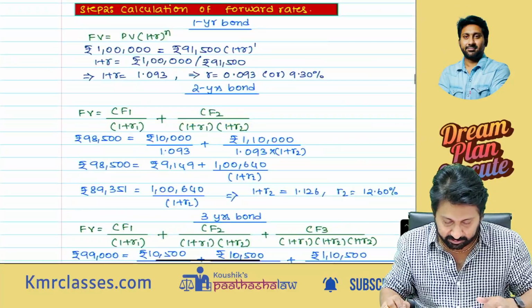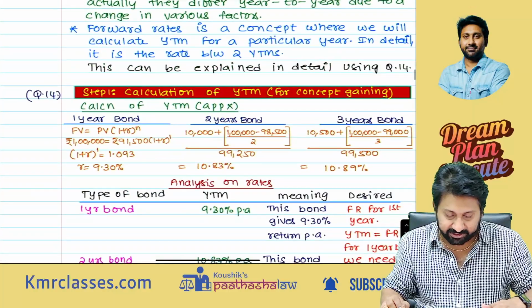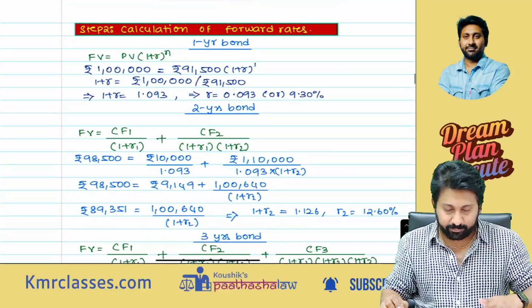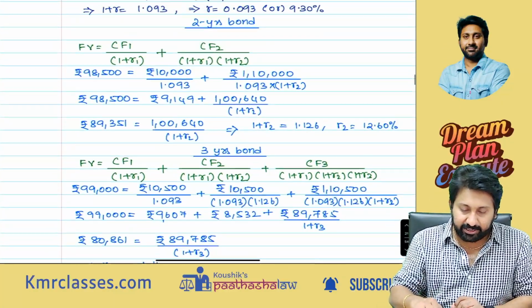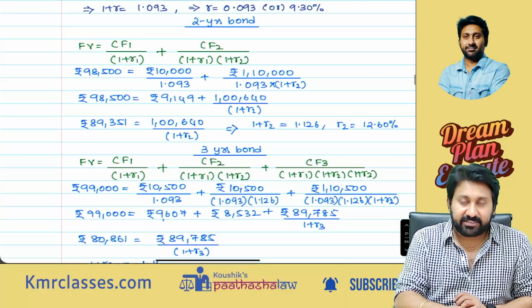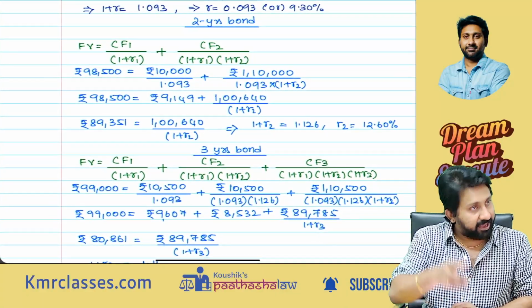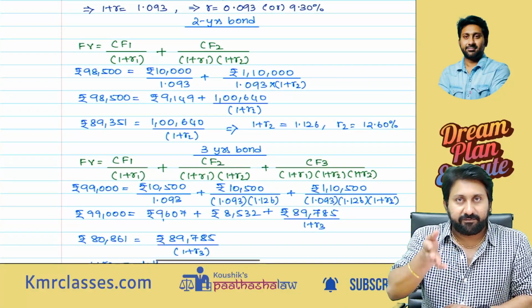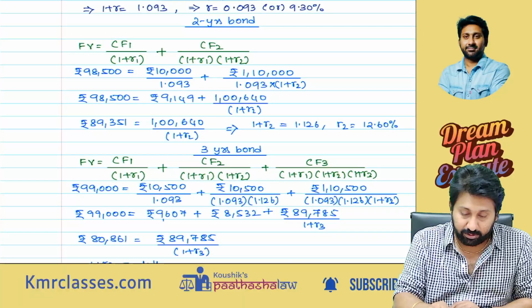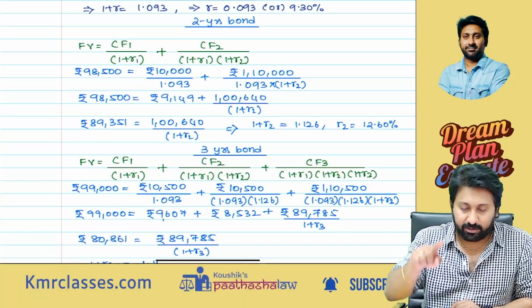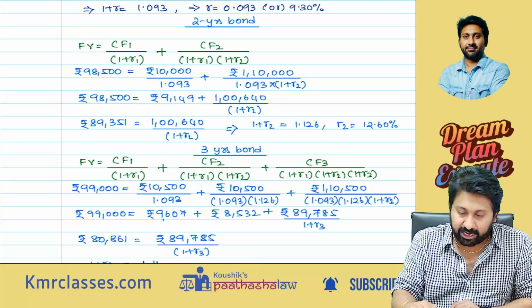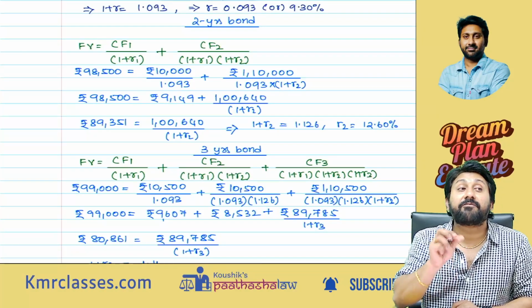Let me check. Take this question. This will be easier for you. They will give you data relating to face value, or fair value of the bond. Now they will give CF1, cash flow 1, and the next year interest rate. Cash flow 2 they will give. We have to calculate the forward rate.